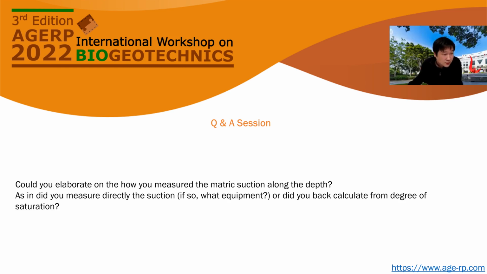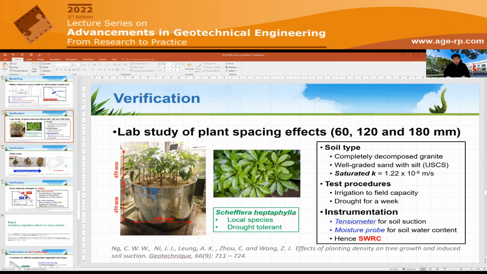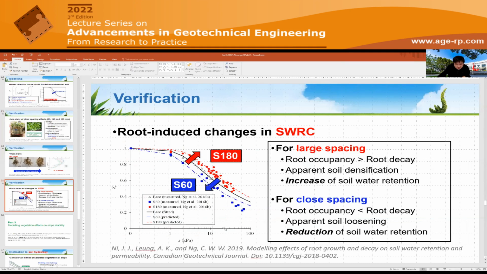So I suppose you refer to the work in this slide. It's just a small tube, a typical small tube tensiometer you can collect in the market. And the air entry value of the ceramic disc is 100 kPa. If you look at the results here, because we are dealing with a pretty sandy soil, the suction is not that high. So a 100 kPa air entry value would be more than sufficient in our case.